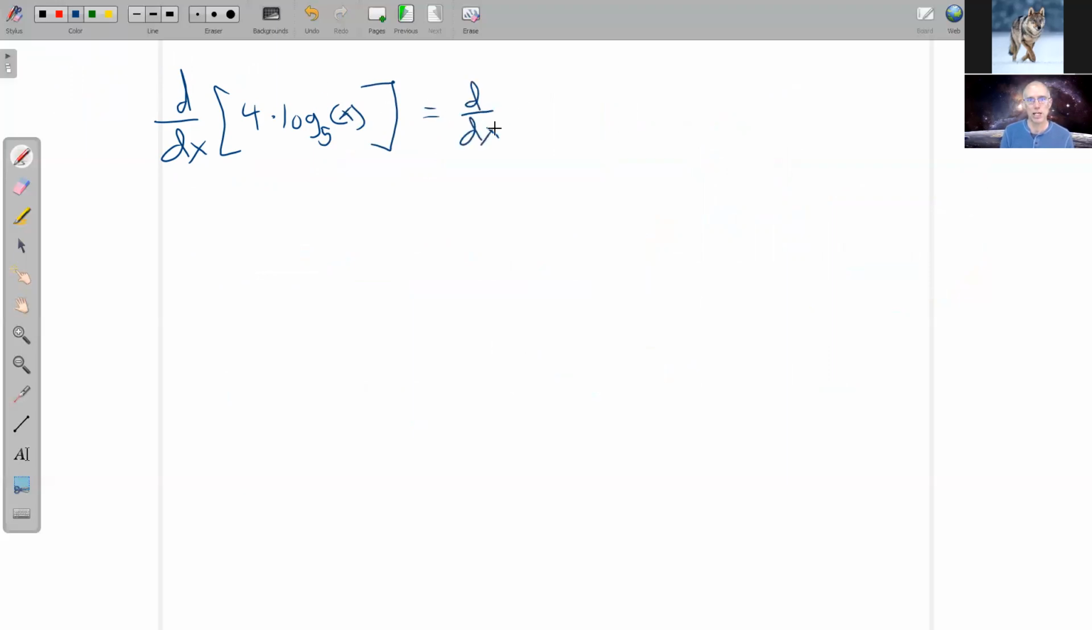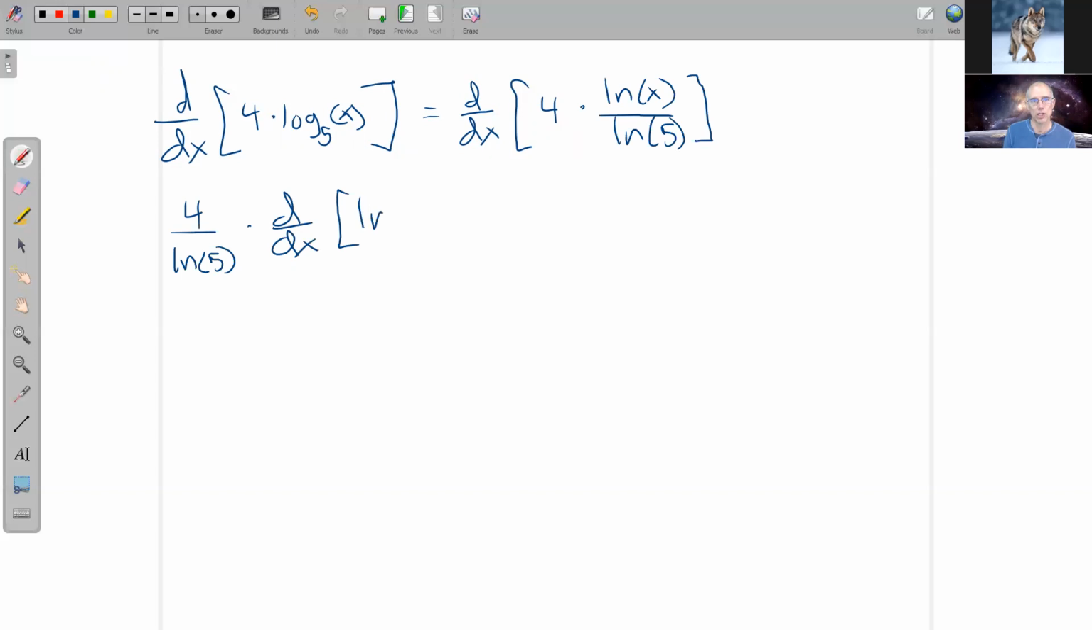So that means instead, we're going to call this 4 times the natural log of x over the natural log of 5. And the natural log of 5, that's just a constant. 4 is just a constant, so I can pull that out. So then I have 4 over natural log of 5 times the derivative of the natural log of x. All right, see what I'm doing there. I'm just using the change of base formula to rewrite that as ln, because the derivative of the ln is nice. We have a formula for that. That's just 1 over x.